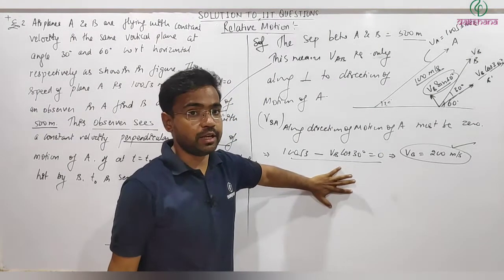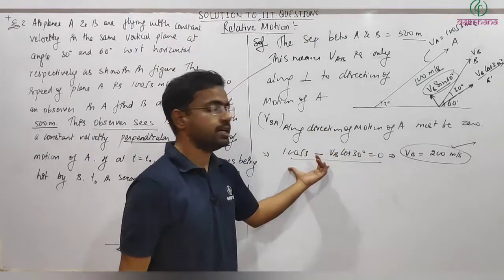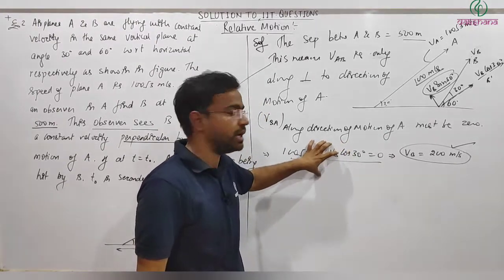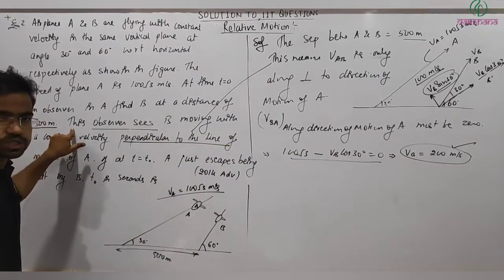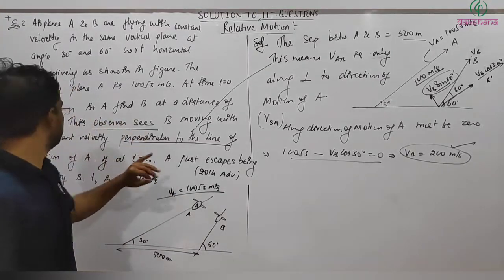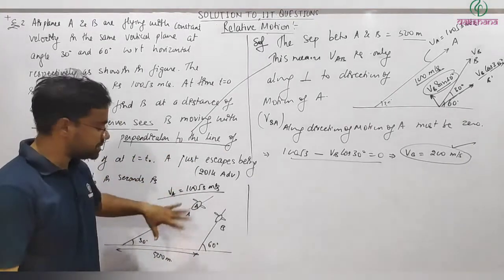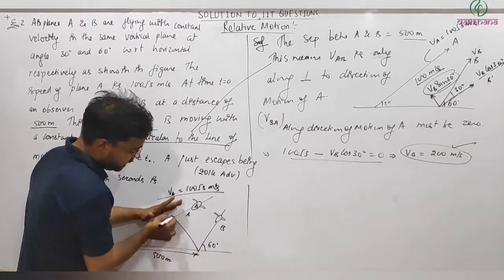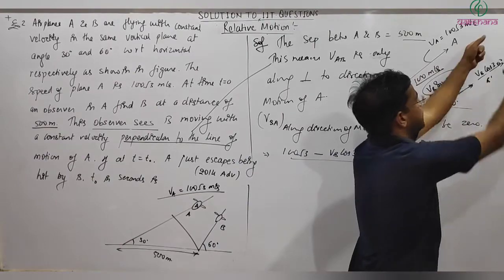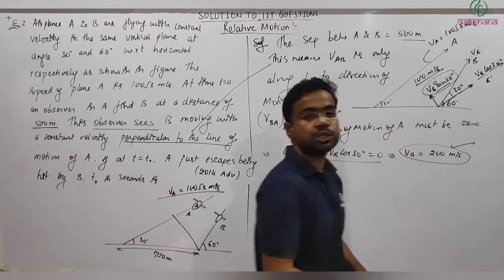I hope you are clear how exactly we got this condition. This is very important, because if you do not understand why I am writing this, how I am getting this condition, then it is not possible to understand this problem. I am reaching this conclusion from this statement. It clearly says the observer in A sees B moving with constant velocity perpendicular to the line of motion of A, meaning observer A feels that B is simply approaching towards A, right? So the relative velocity along this direction, the direction of motion of plane A, must be 0.